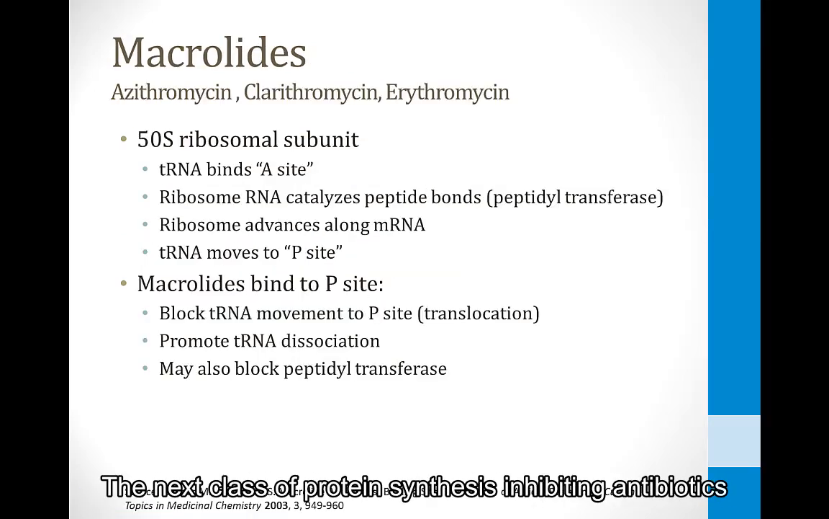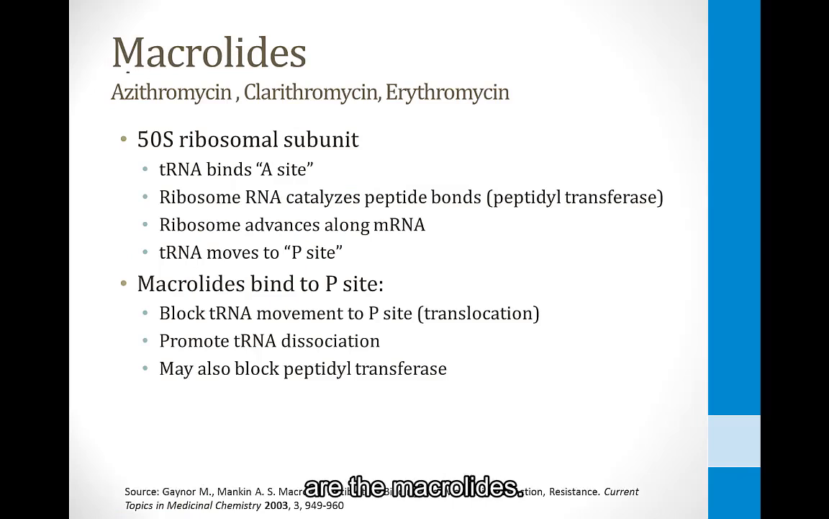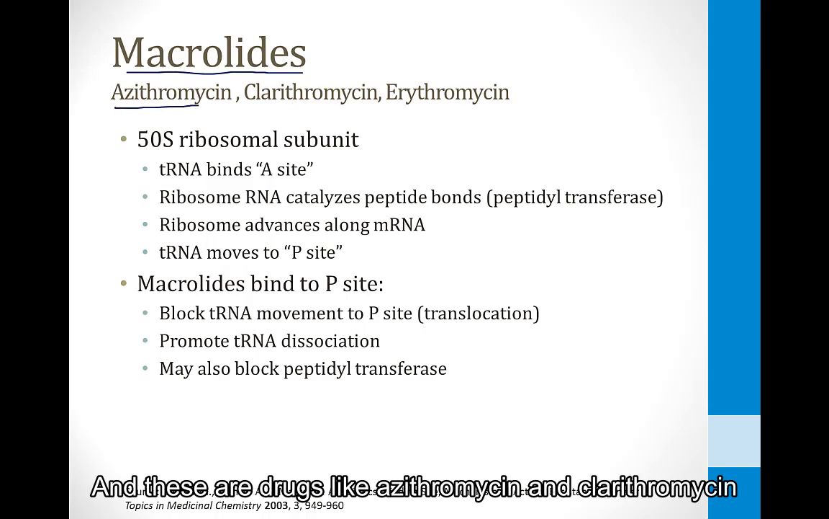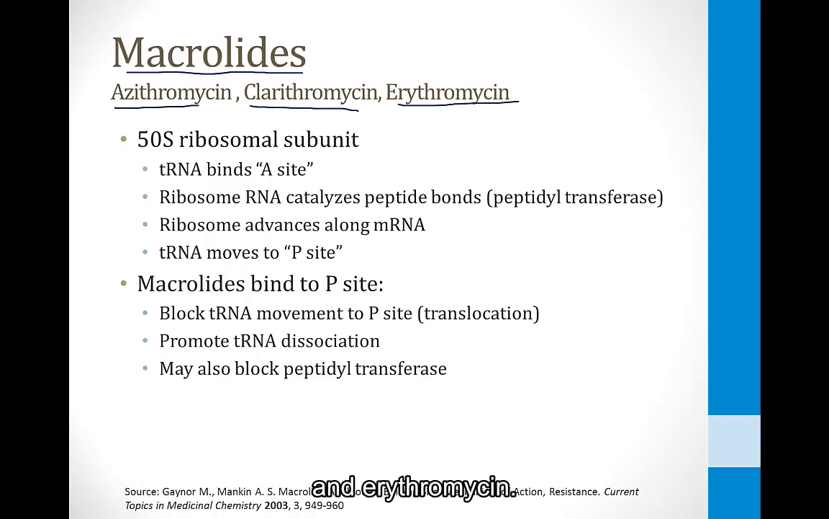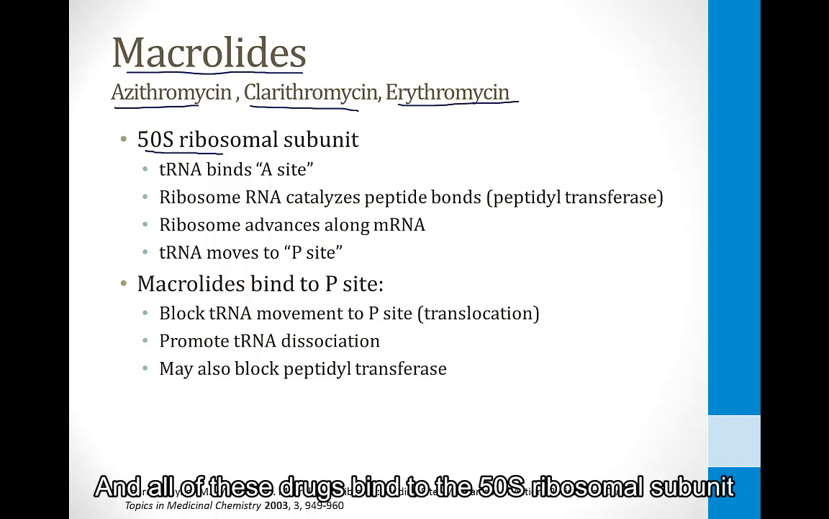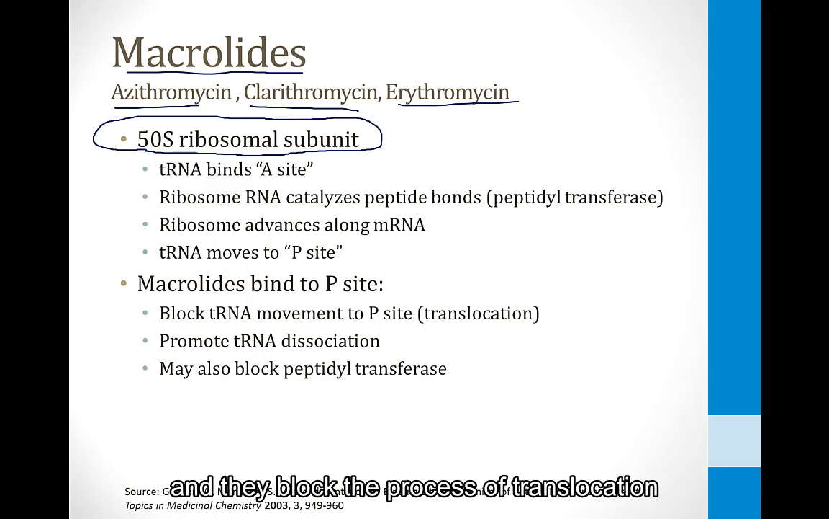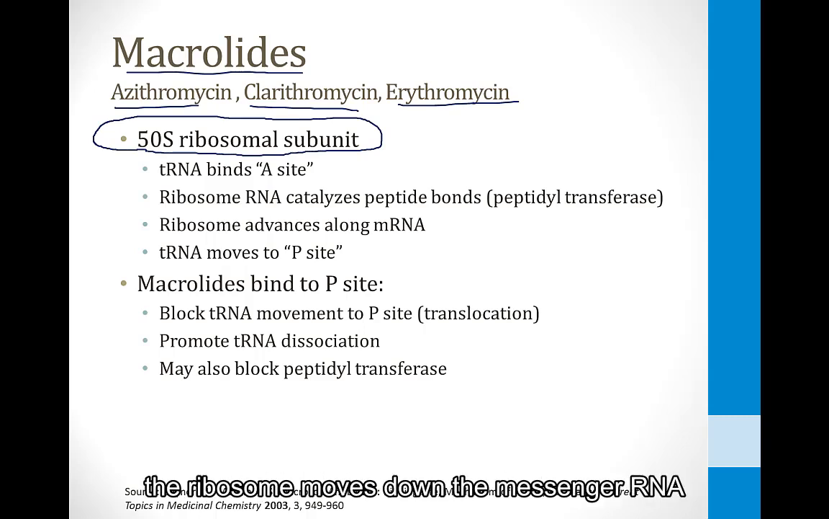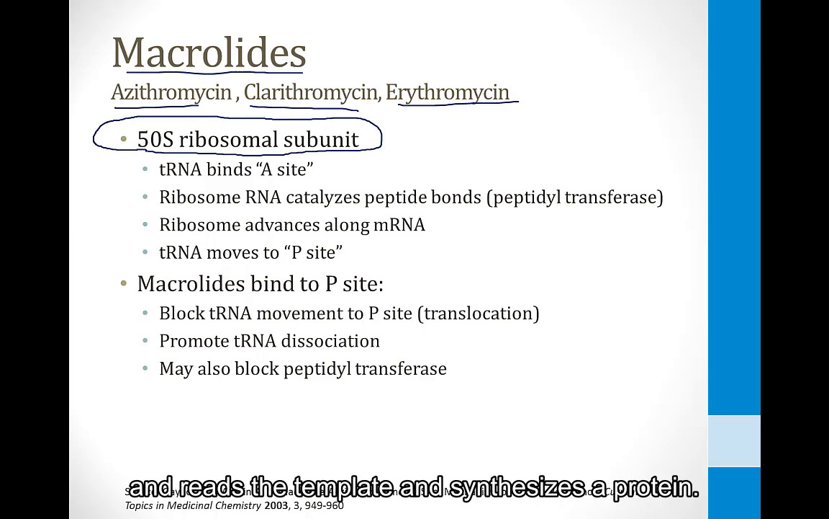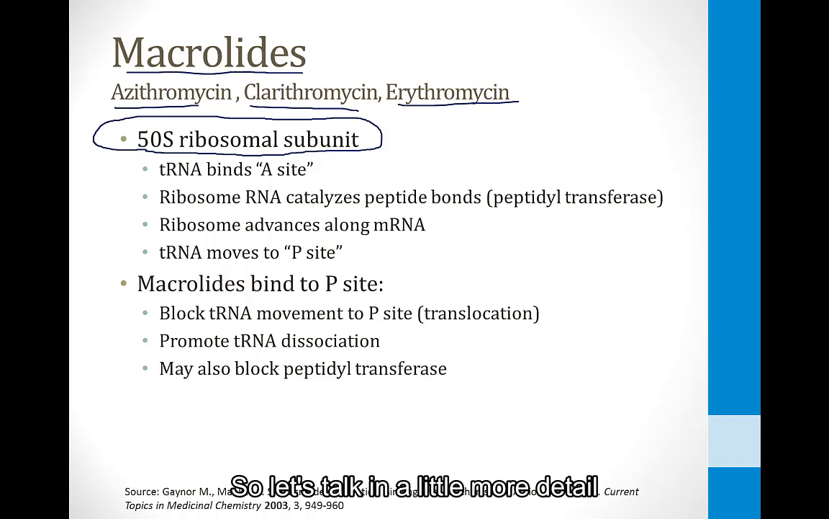The next class of protein synthesis inhibiting antibiotics are the macrolides, and these are drugs like azithromycin and clarithromycin and erythromycin. And all of these drugs bind to the 50S ribosomal subunit, and they block the process of translocation, which is the process whereby the ribosome moves down the messenger RNA and reads the template and synthesizes a protein. So let's talk in a little more detail about how that happens.